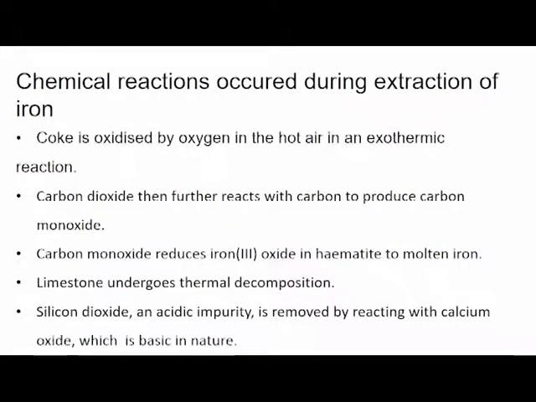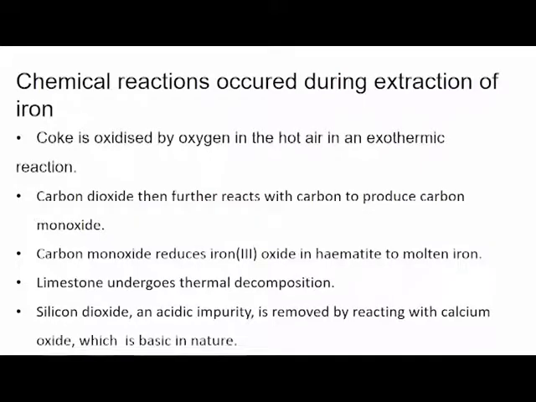The next slide summarizes the chemical reactions that take place during the process. First, coke, which is added as carbon, is reacted with oxygen. Oxygen is supplied by blowing in hot air. At a high temperature, coke, which is carbon, reacts with oxygen to form carbon dioxide. And then the carbon dioxide that is formed reacts further with carbon to produce carbon monoxide. Carbon monoxide is the one that plays a big role in extracting iron from its ore. Carbon monoxide removes oxygen from iron ore, which is iron oxide, to form iron and carbon dioxide.